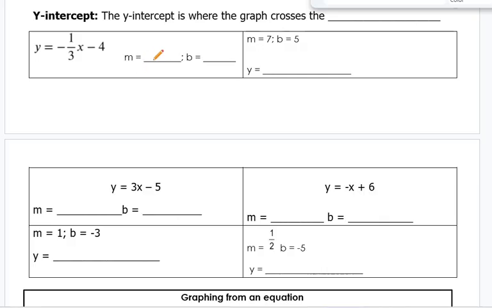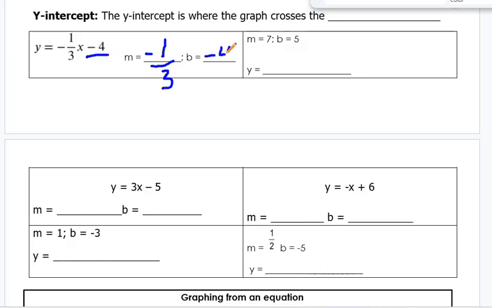Okay, so y equals mx plus b. So m is our slope, and remember, that's attached to the x. It doesn't include the x, but it's the number with the x. So this right here, this negative 1/3, that is my slope. That's my slope, negative 1/3. The b is the number that's being added or subtracted at the end. So you see how this one has a -4? That means my b is a -4.